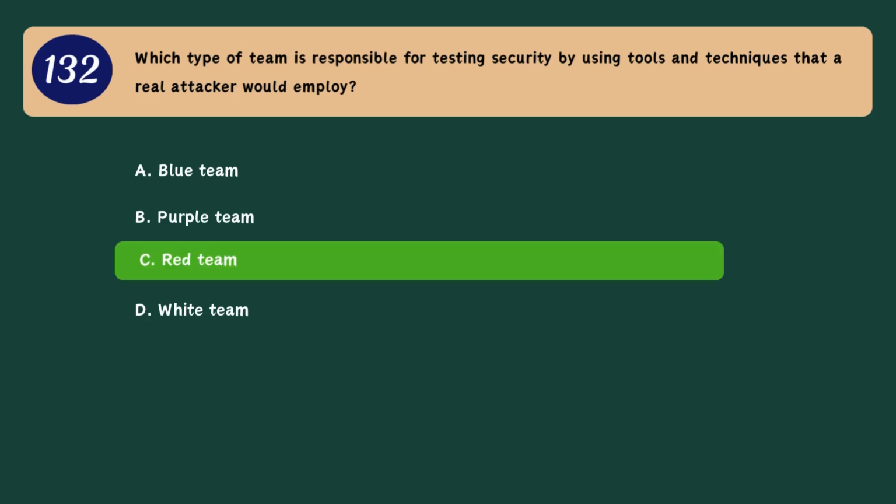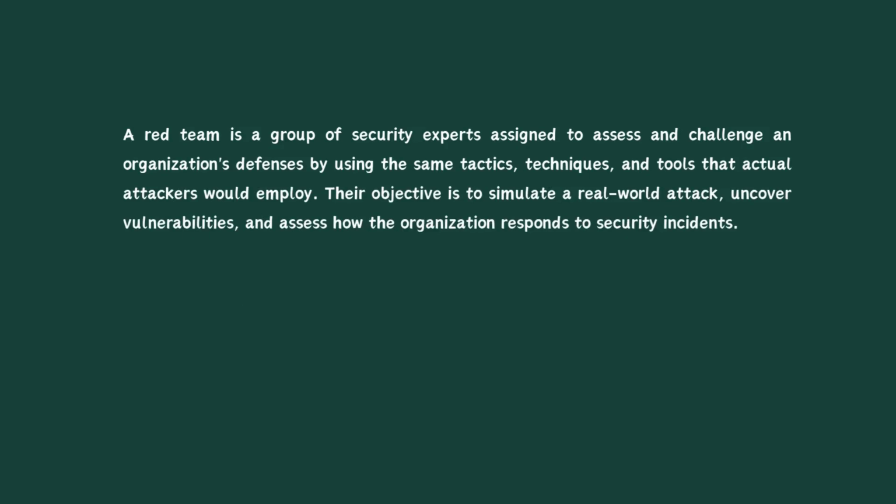Correct answer. C. Red team. A red team is a group of security experts assigned to assess and challenge an organization's defenses by using the same tactics, techniques, and tools that actual attackers would employ. Their objective is to simulate a real-world attack, uncover vulnerabilities, and assess how the organization responds to security incidents.